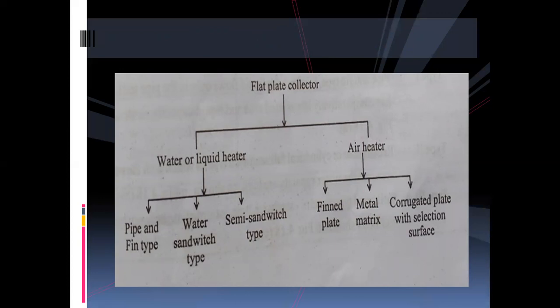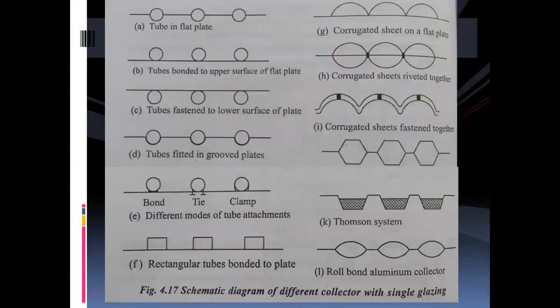So now in this, the water or liquid heater will be there. As I told, there are two main categories, that is water or liquid heater and air heater. These are divided into pipe and fin type, water sandwich type, and semi sandwich type. Now the air heater is fin plate, metal matrix, and corrugated plate with selective surface. And after this also, there are different collectors with single glazing. Means on the basis of glazing, these are the divisions, as you can see here. There are many different types of divisions.